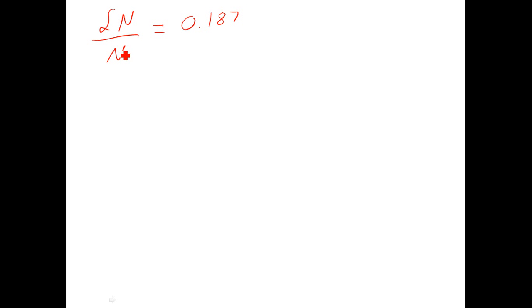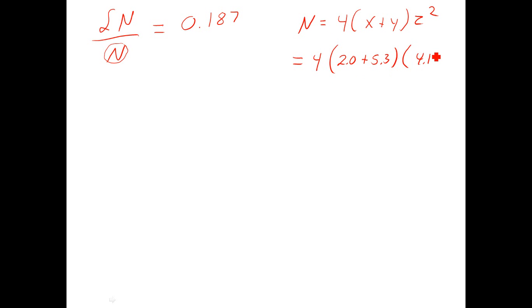Now one thing we want to do is calculate n, and remember n is just 4 times x plus y, multiplied by z squared. So that's going to be 4 multiplied by 2.0 plus 5.3, multiplied by 4.1 squared. So notice I'm figuring out n. I don't put any of the plus minus stuff. I'm finding the best value of n based on my best values of x, y, and z.